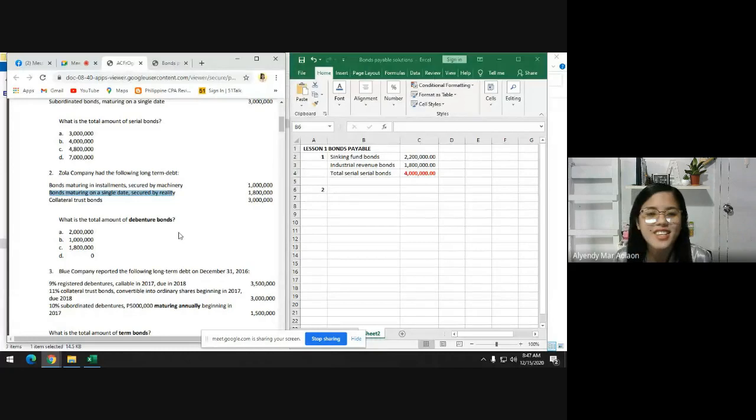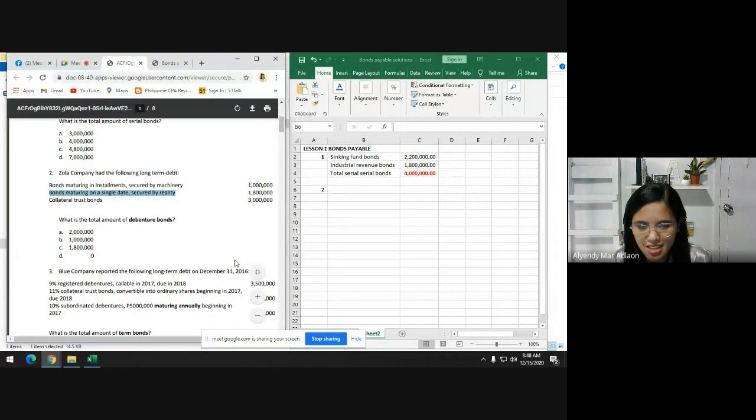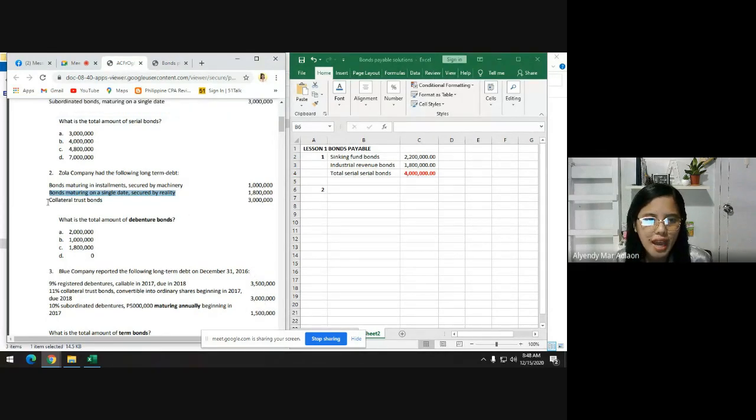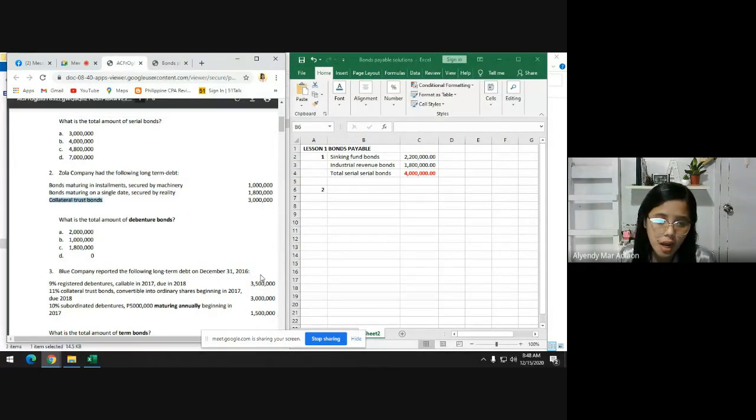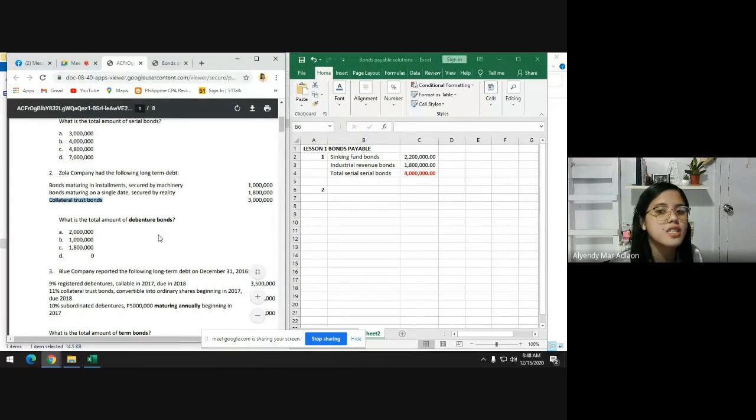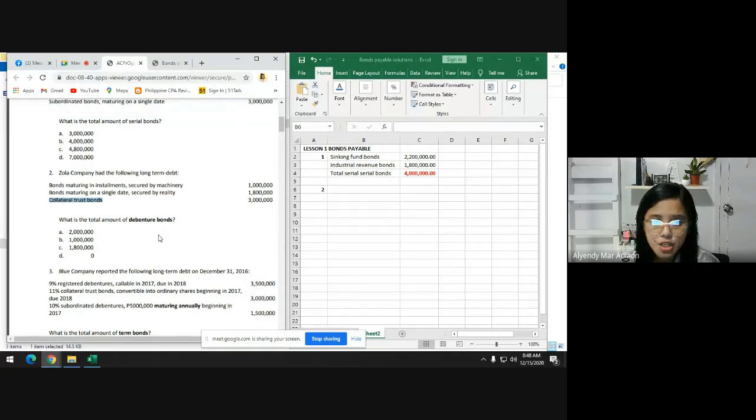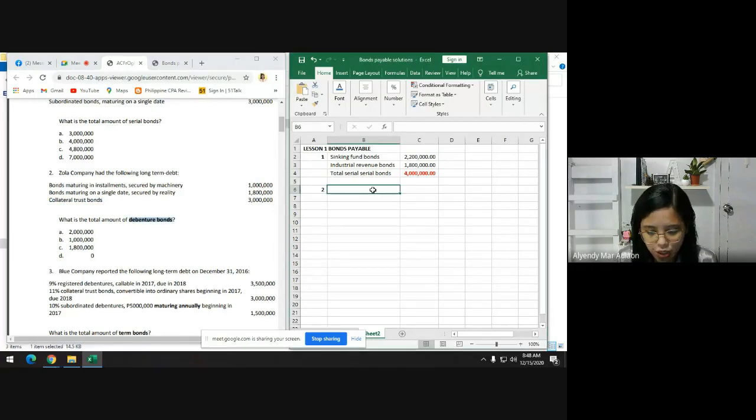This is not reality. This should be realty. Okay, meaning kanang realty, house and lot. Okay, so building, lot. So, this is not a debenture bond because it is secured. And we have collateral trust bonds, secured by a stock or bonds of another corporation. So, therefore, silang tanan secured. And so, therefore, none of them are debenture bonds.